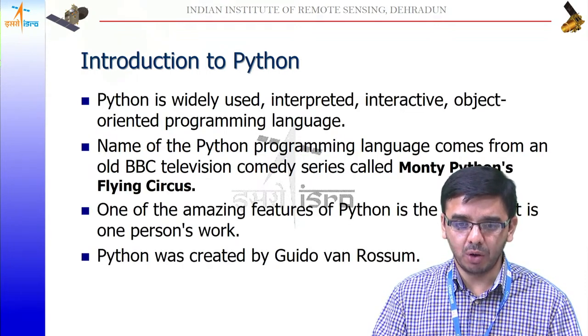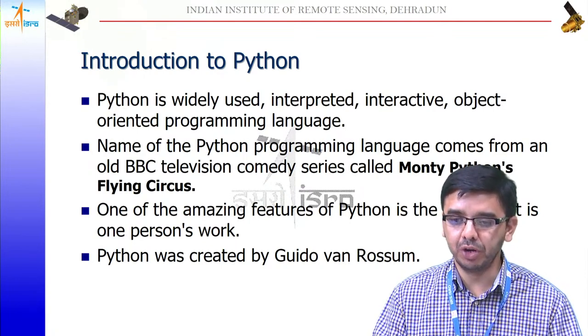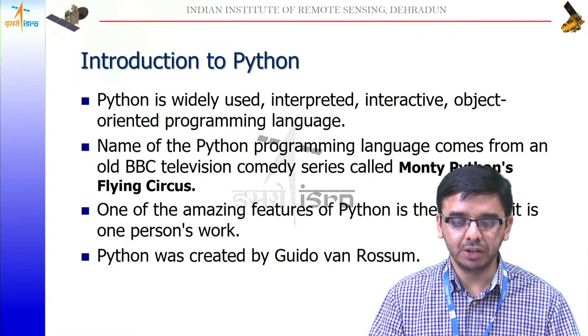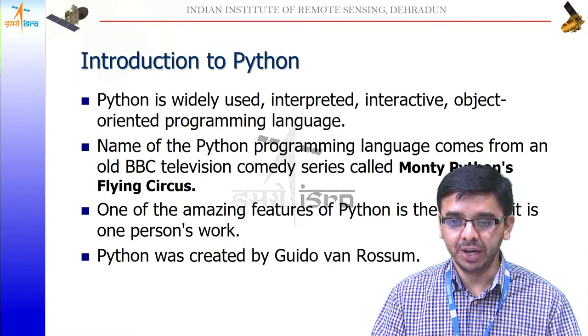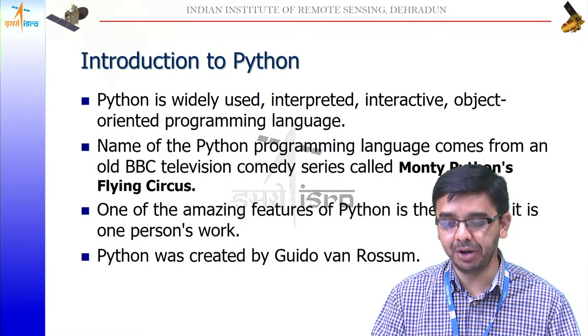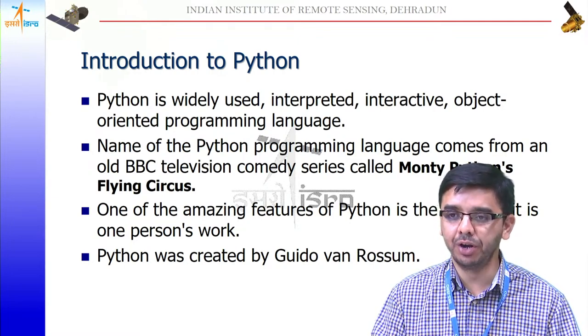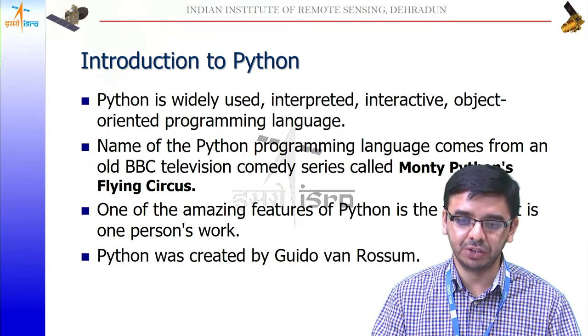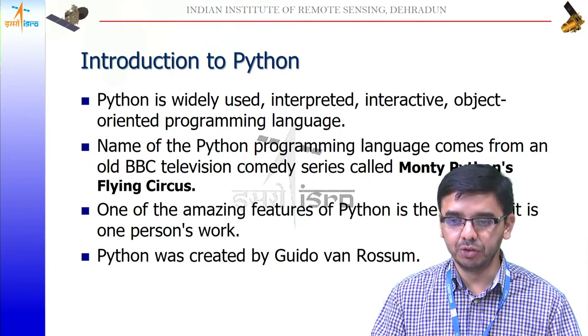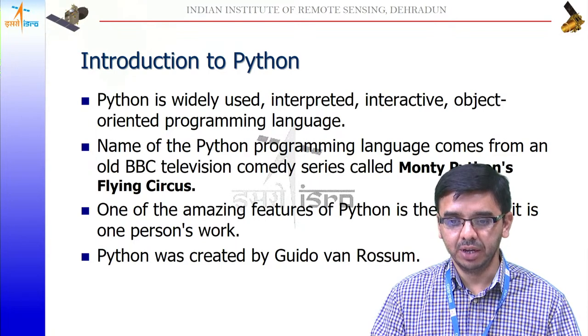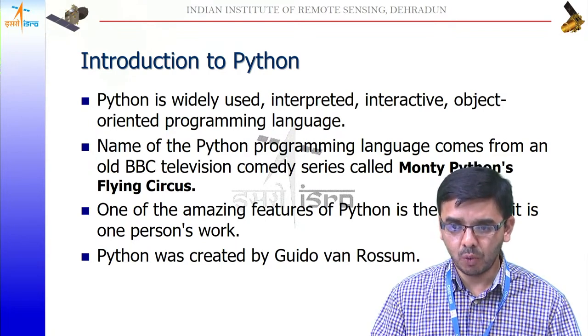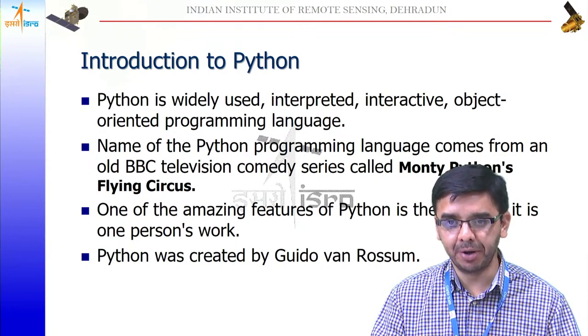So Python is one of the most popular programming languages. Python is an interpreted, interactive, and object-oriented programming language. Actually, Python is very popular because of its multiple features. It is widely used. It is basically an interpreted programming language.